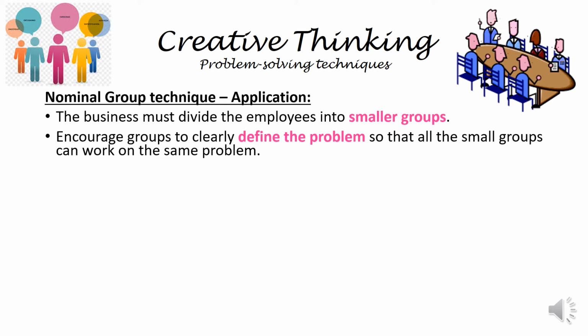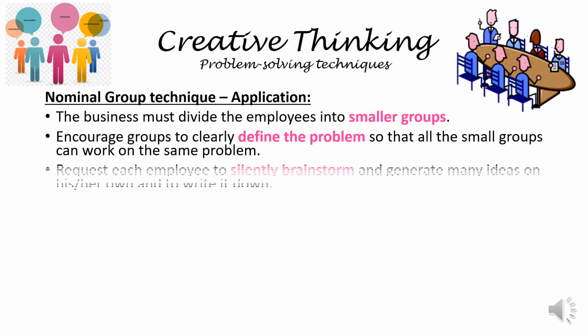We have to present them with the problem that we have identified during the problem-solving cycle. Clearly define the problem so that everybody, all the little groups, know exactly what the problems are, because we want them working on the same problem. Then we're going to request each employee to silently brainstorm.